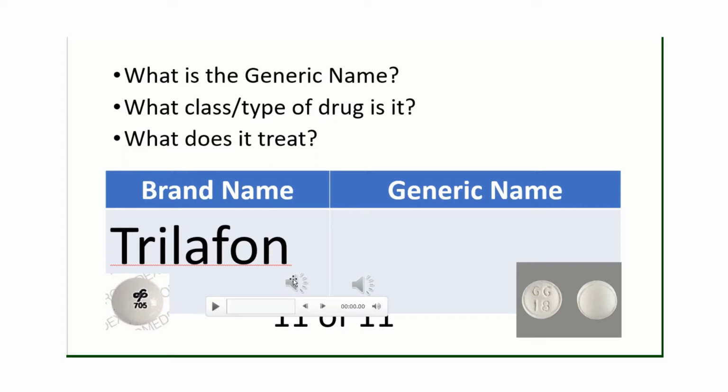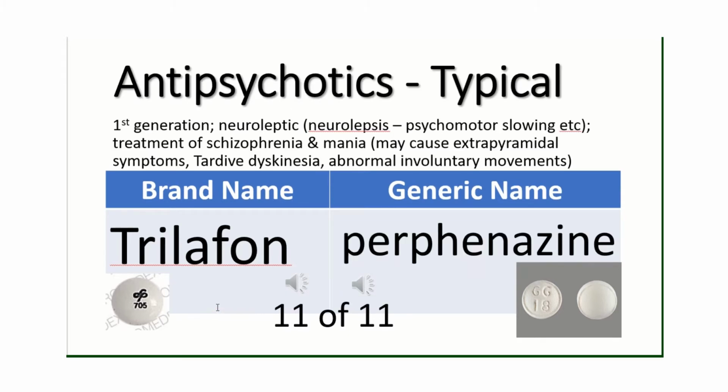What is the generic name for trilofan? What type of drug is trilofan? What does trilofan treat? The generic name for trilofan is phenelzine. Trilofan and phenelzine are typical antipsychotics. They treat schizophrenia and mania.